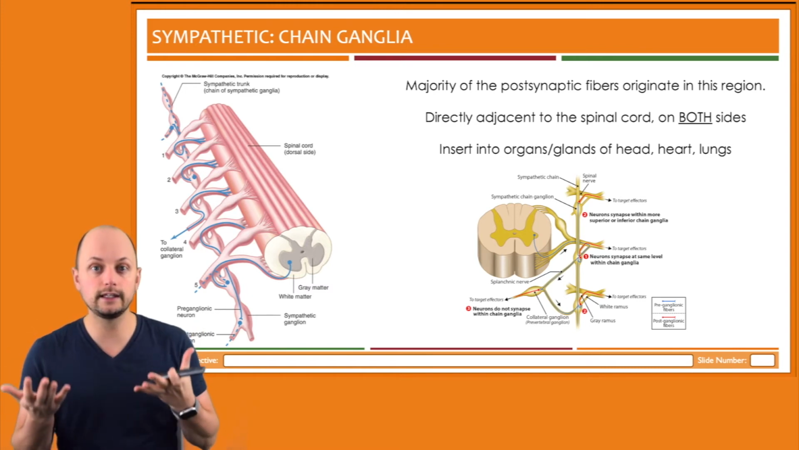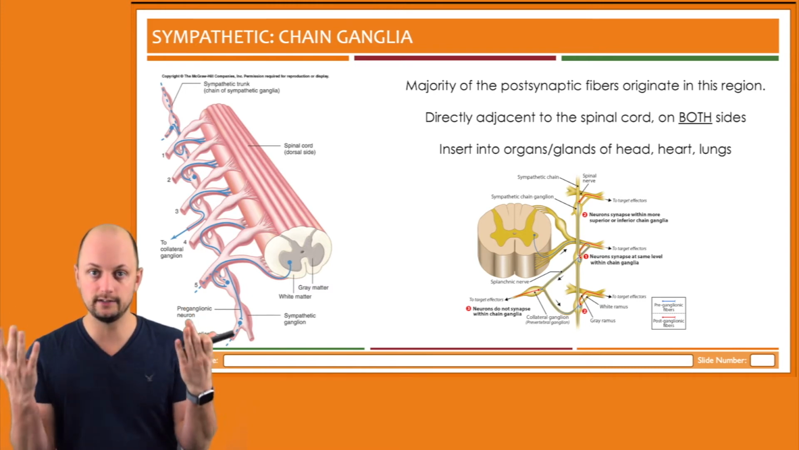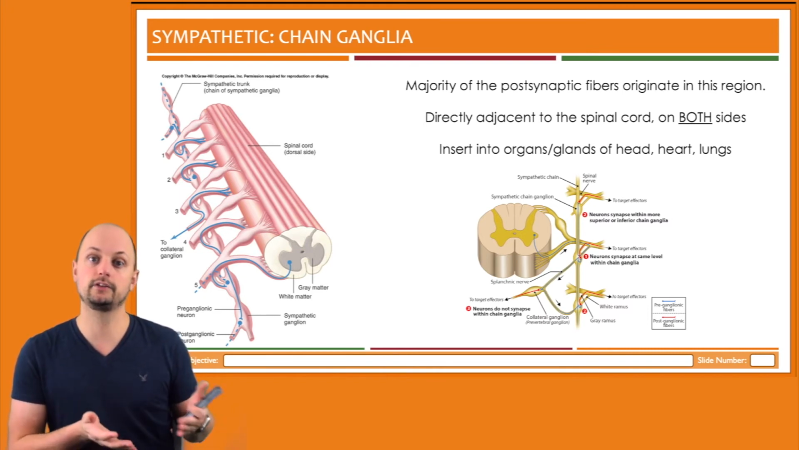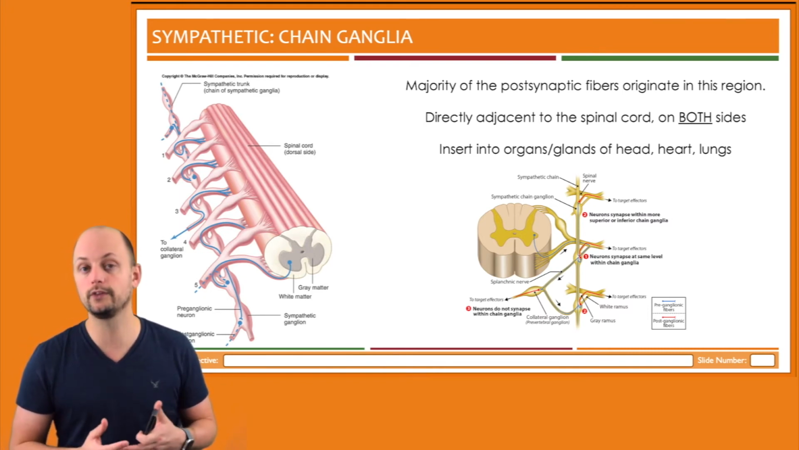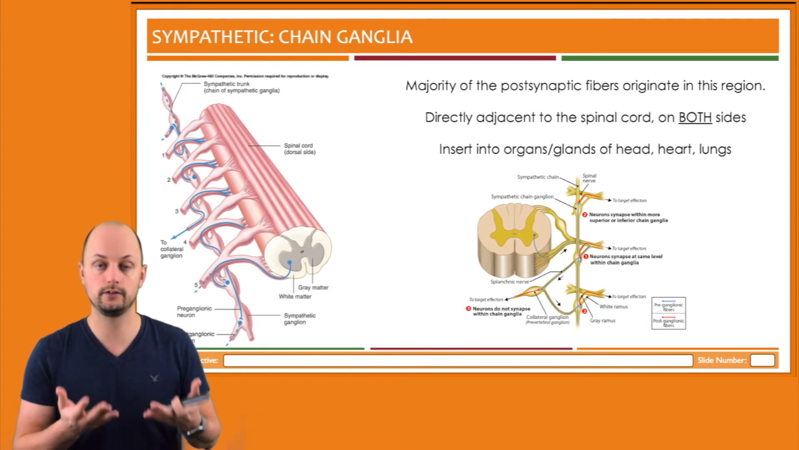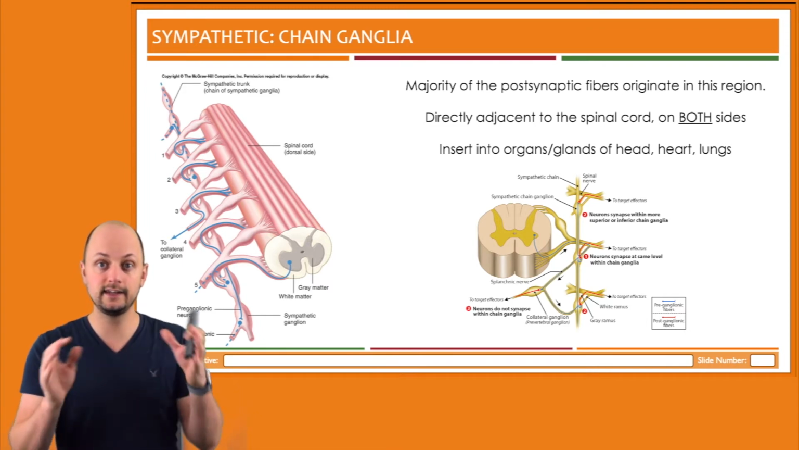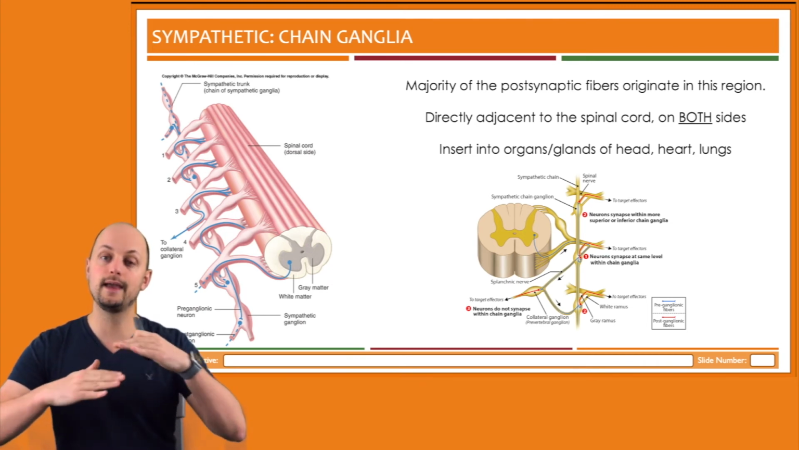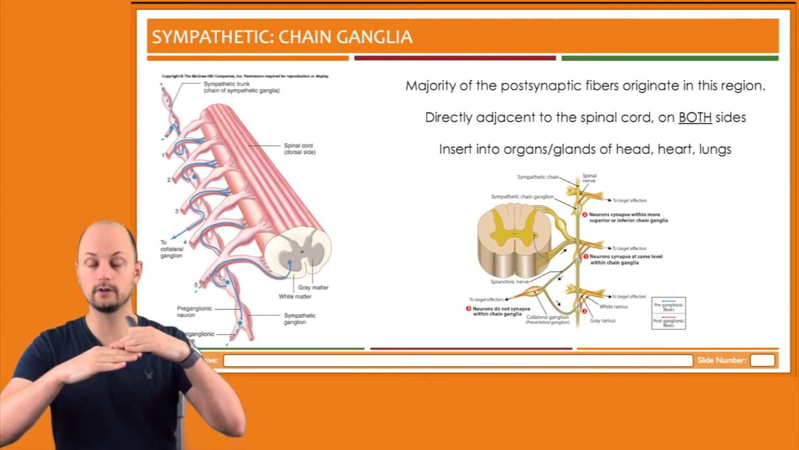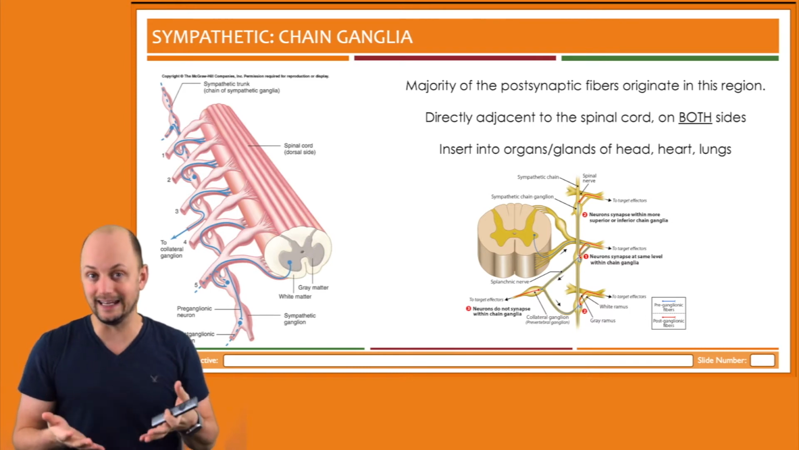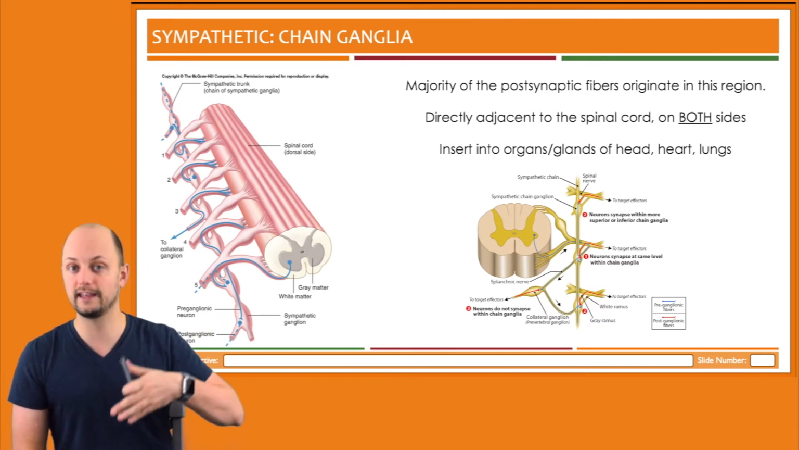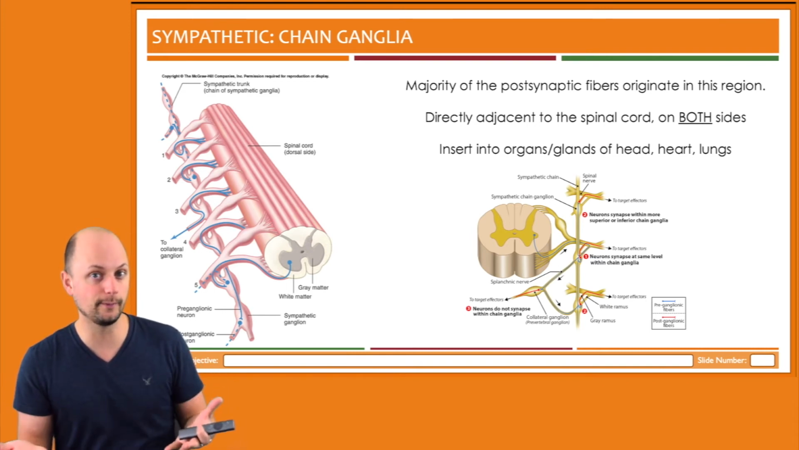But immediately after coming out, immediately adjacent to the spinal cord on the side there, those preganglionic sympathetic neurons are going to synapse with a postganglionic neuron. And again, that synapse is the ganglia. Because this is taking place at many different levels in the spinal cord, this eventually forms a chain of ganglia all the way down the spinal cord from the thoracic through lumbar segments. That's where it gets its name from.